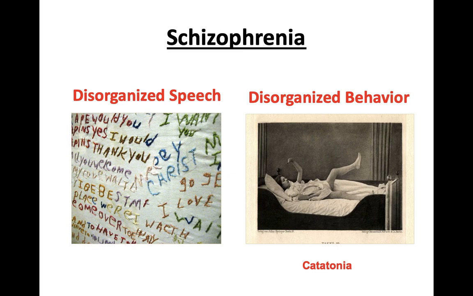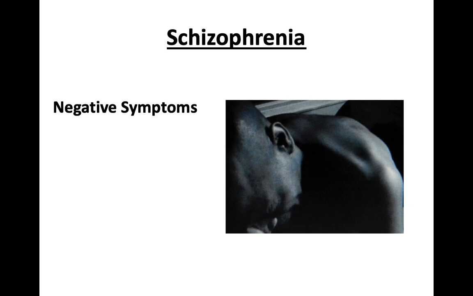Or they might engage in motor activity, movement patterns that don't have any purpose whatsoever. Okay, so both disorganized speech and disorganized behavior are also symptoms of schizophrenia. So far we've been talking about what are called positive symptoms: delusions, hallucinations, disorganized speech, and disorganized behavior. We call them positive symptoms not because they're good, but because the presence of these things would be markers or symptoms of the disorder.